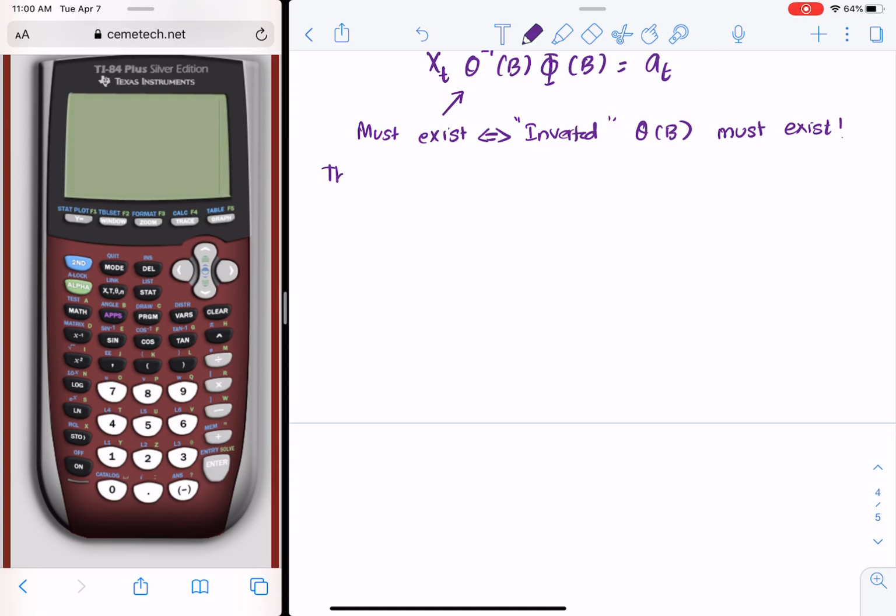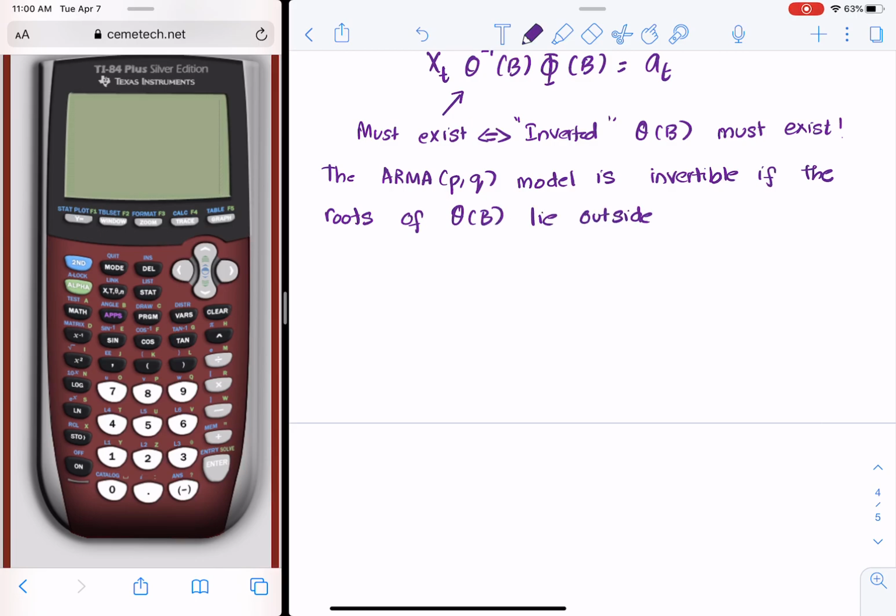So the ARMA(p,q) model is invertible if the roots of theta of B lie outside the unit circle.